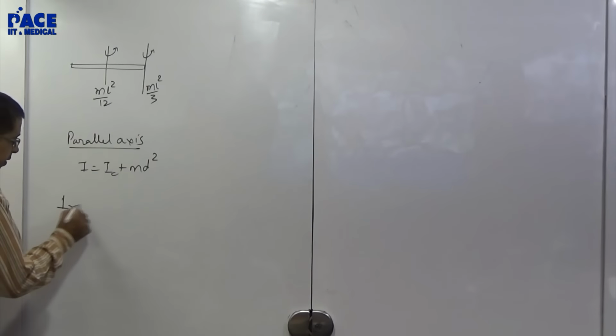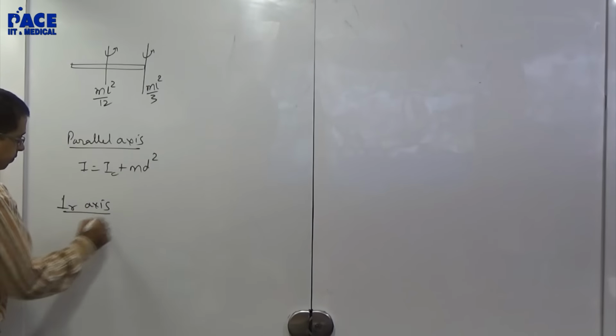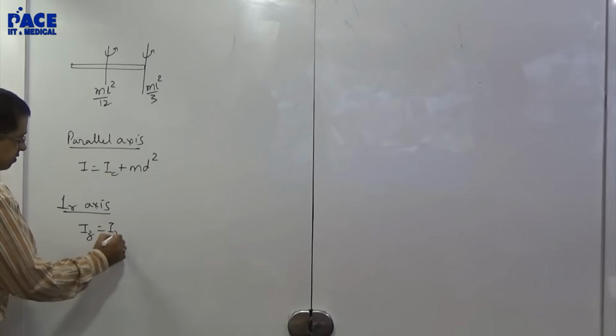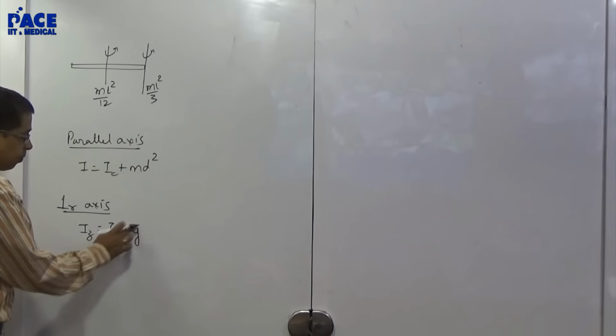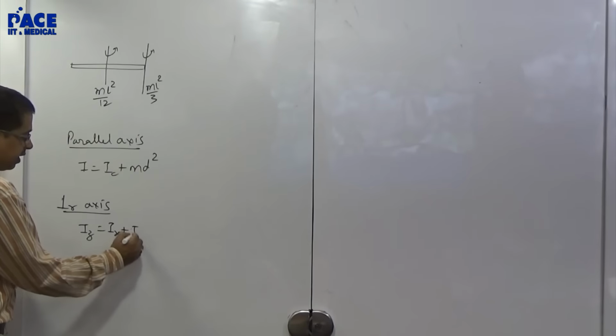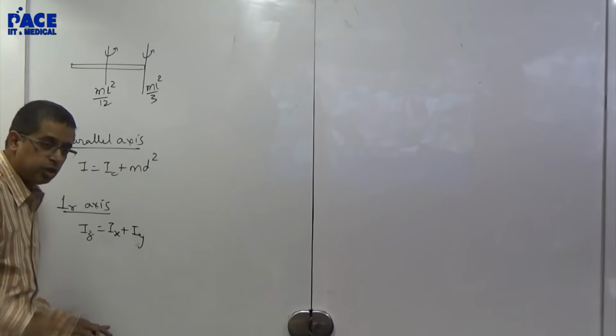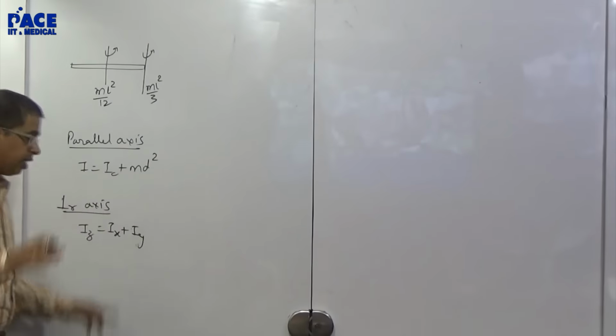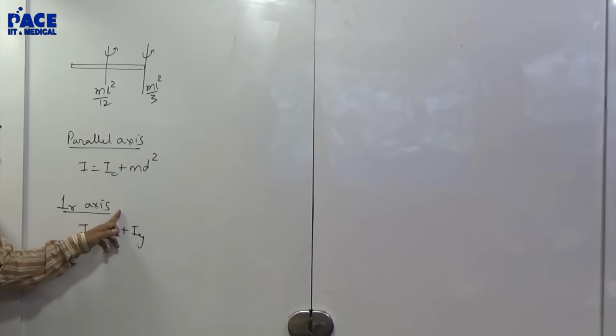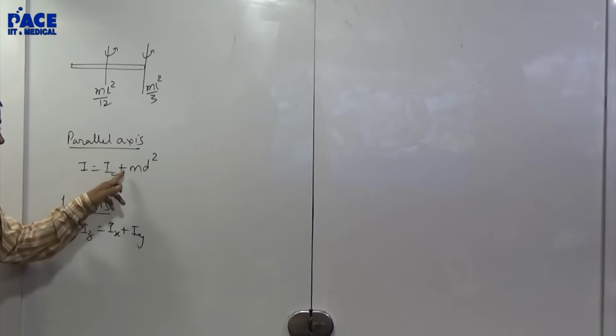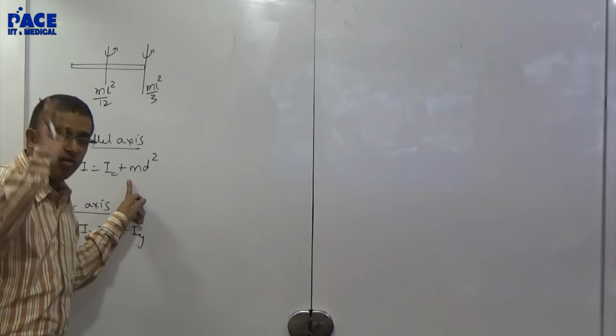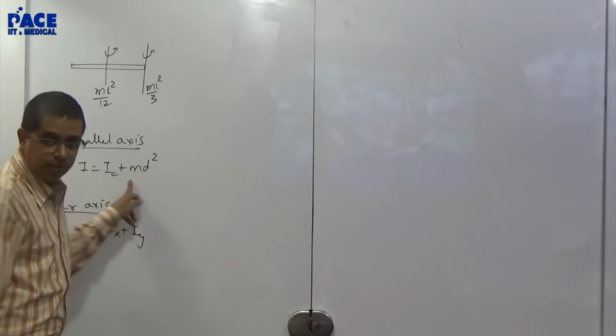Then we said the perpendicular axis theorem. Iz is Ix plus Iy. Two points that I should not forget here. Ix and Iy should be in the plane of the lamina. Apply this for a planar lamina only, not for a three-dimensional body. The parallel axis theorem can be applied for a three-dimensional body as well.